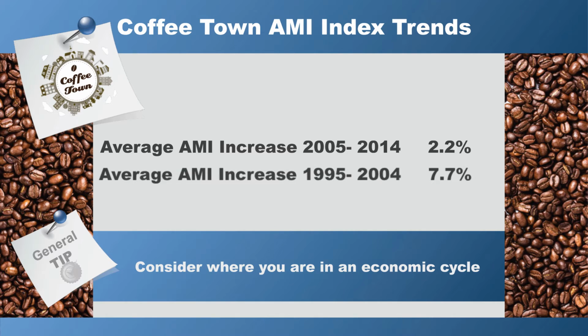But if we go back 20 years, we'll see that during the previous 10 years, from 1995 to 2004, incomes increased on average 7.7% per year. So as you can see, it's important to look at the historic data and consider where your economy is in an economic cycle before you decide on an index. In Coffeetown, I think the boom is over, and therefore the AMI is not likely to jump as it did 2 decades ago.